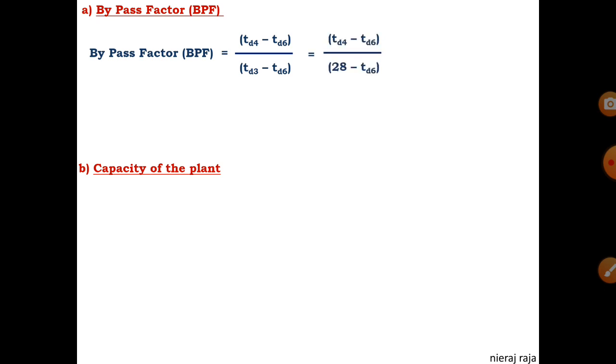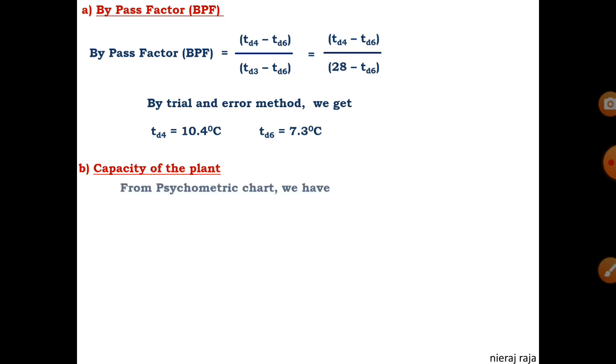आपको इसमें निकालना है ड्यू पॉइंट टेम्परेचर और ADP टेम्परेचर। ऑल द वैल्यूज आर नोन एक्सेप्ट TD6 एंड TD4। बाईपास फैक्टर भी प्रॉब्लम में गिवन है, सिर्फ दो टेम्परेचर नहीं है आपके पास, एक पॉइंट नंबर 4 और दूसरा पॉइंट नंबर 6। अप्लाई ट्रायल एंड एरर मेथड and get TD4 as 10.4 and TD6 as 7.4. Okay, and last, capacity of the plant or refrigeration load on the cooling coil.